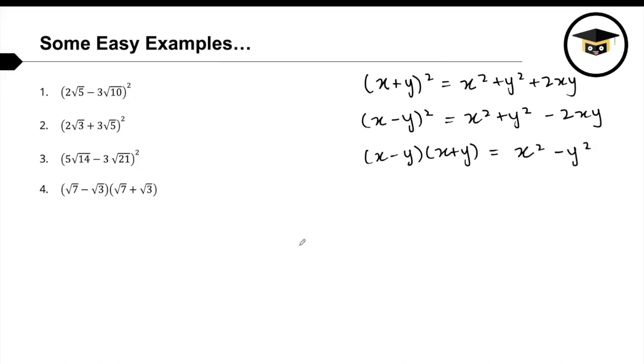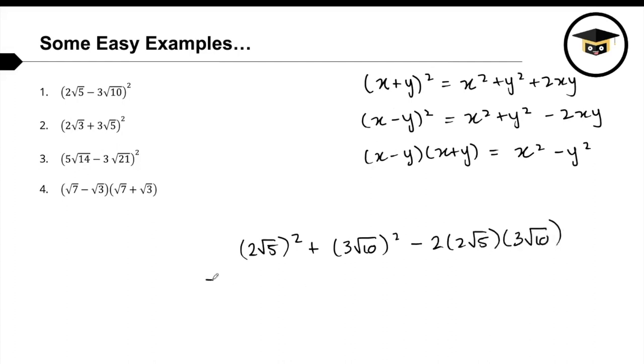So looking at question 1 now, we can see we're going to be using our second formula here. So we square the 2 root 5, so 2 root 5 all squared, plus 3 root 10 all squared, minus 2 times the 2 root 5, and then times it by the 3 root 10. Now, 2 root 5 all squared, we square the 2 gives us 4, square the root 5 gives us 5, so that gives us 4 times 5, which is 20. Then we have square the 3, which is 9, square the root 10, which is 10. So 9 times 10 is 90.